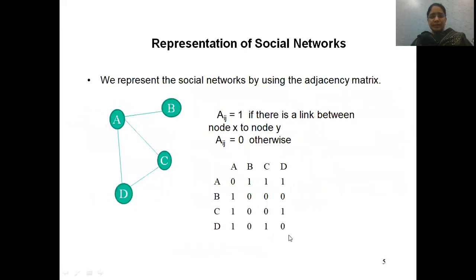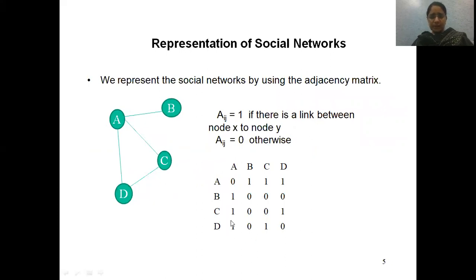This is the representation of social networks. We can represent social networks by using an adjacency matrix. So it is a network. There are 5 nodes in the network, and links between the nodes. An entry at I, J means there is a link between node I and node J. It is one if there exists a link between the nodes. In this diagram, there is a link from A to B node, so there will be one.